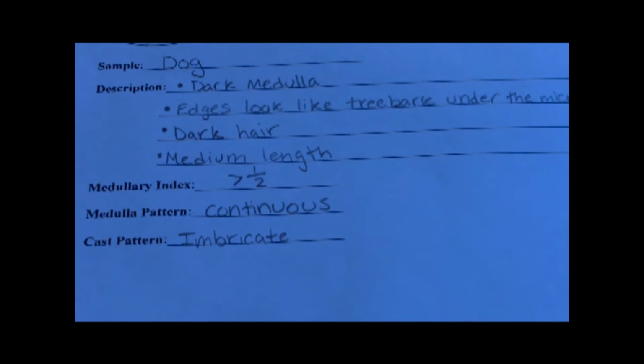These next lines are pretty self-explanatory. Sample is what sample of hair you have. Description is what it looks like, if it's long, thick, or what color it is. Medullary index is what % medulla it is. The medulla pattern is for what pattern the medulla is. And finally is the cast pattern. And that's what cast pattern you see when you did the cast.